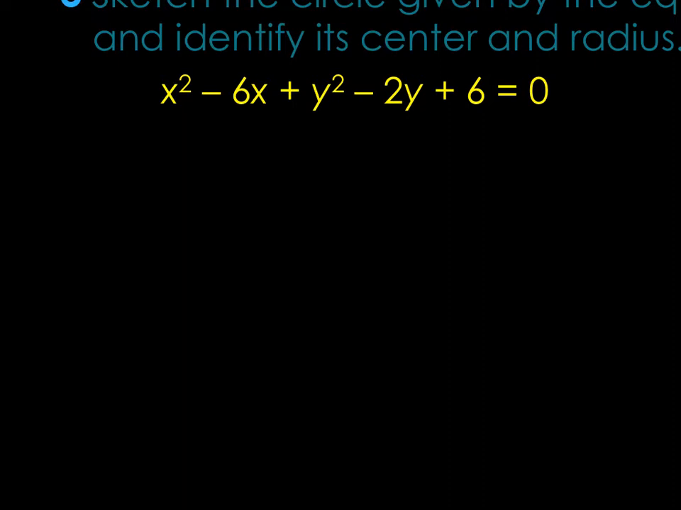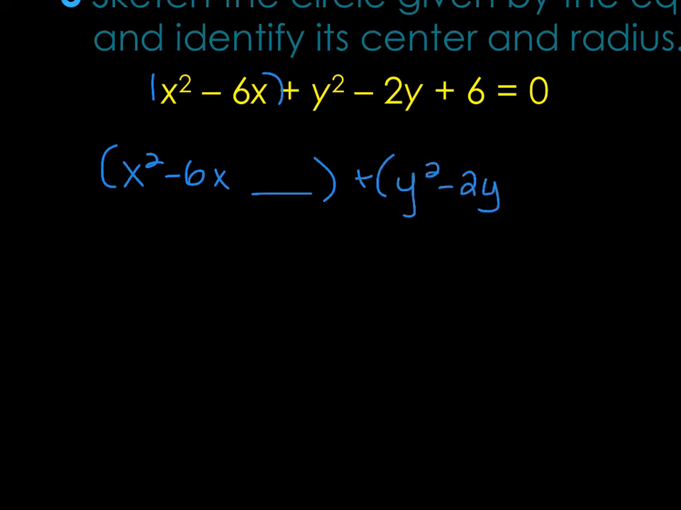If you need to brush up on your complete the square skills, we did this in chapter 2, like 2-1. You can go way back. But, quick refresher, I'm going to group together the x's. So I'm going to say x squared minus 6x. I'm going to leave the space because I want to fill that in. I'm going to group together the y's. And then I'm going to bump the 6 to the other side.